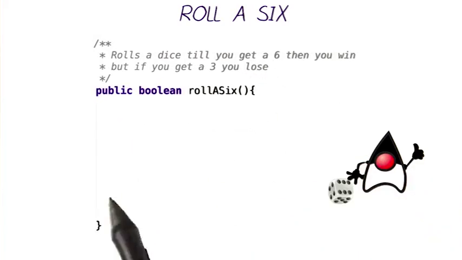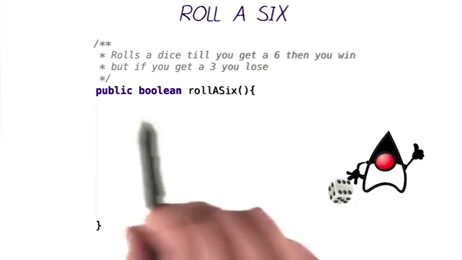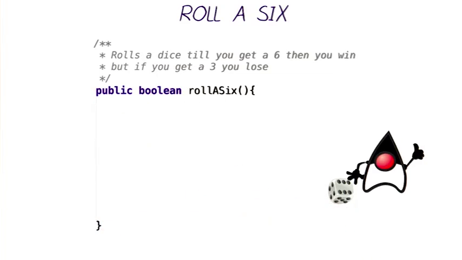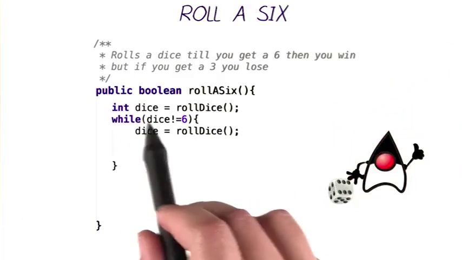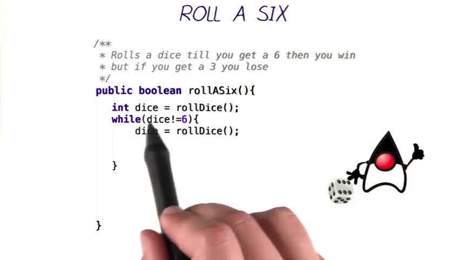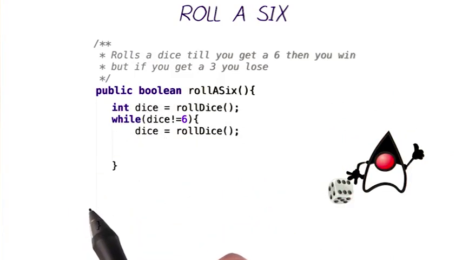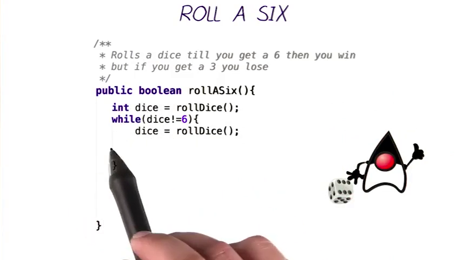If you get a 6, then you win, but if you get a 3, you lose. Our function would return a boolean, which is true if I won or false if I didn't win. We'll just call it rollA6. It doesn't take any parameters. Inside, we'll simply roll the dice using the rollDice function and store that into an integer variable called dice. And we'll follow it with our while loop.